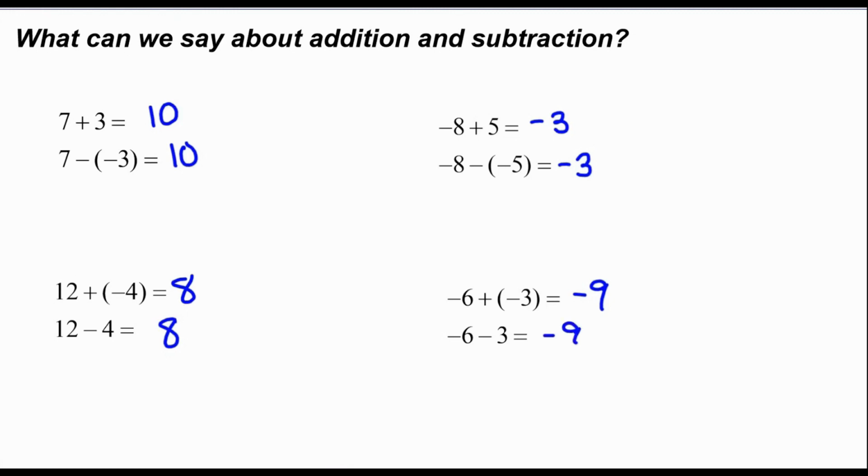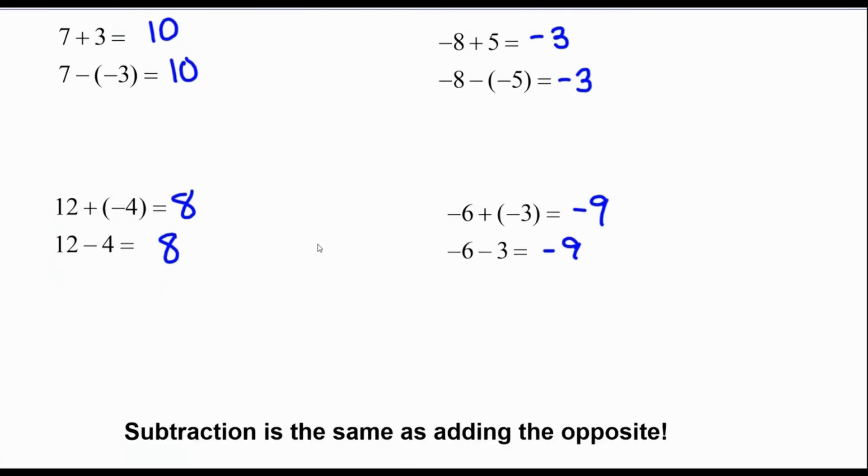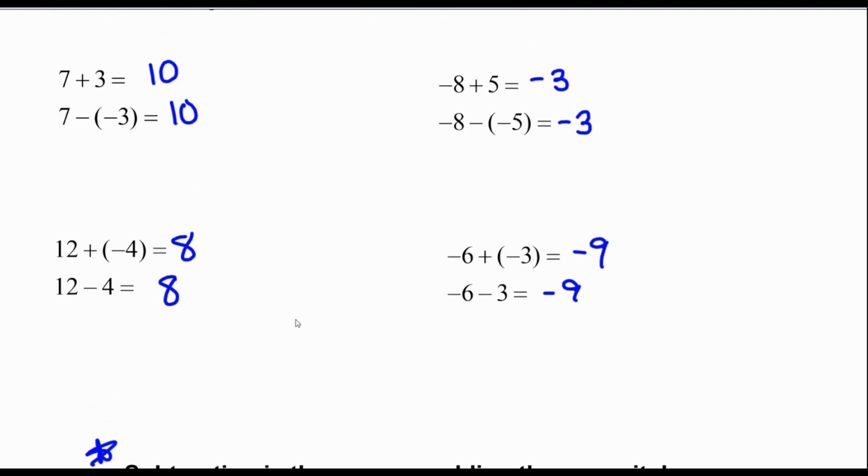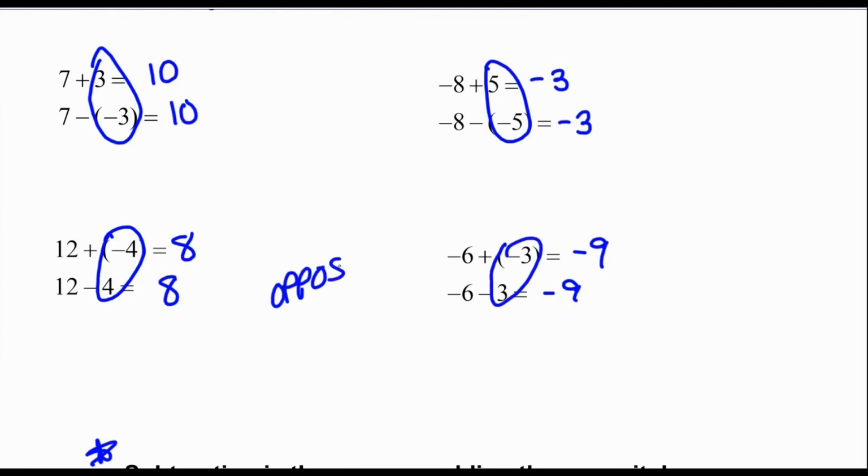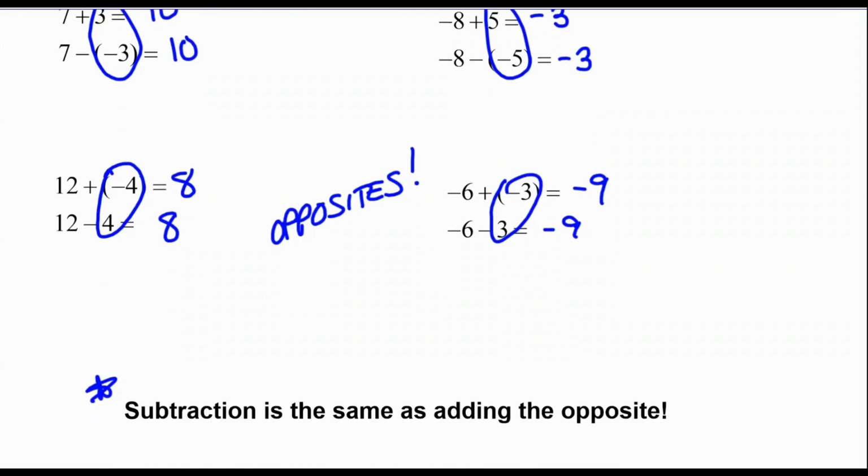So what's the connection here between these? How are addition and subtraction related? Subtraction is the same as adding the opposite. When we subtract something, adding its opposite would be the same thing. So if you look at these numbers right here, 3 and negative 3, 4 and negative 4, 5 and negative 5, these are opposites, or what we call additive inverses. So when you add the opposite, that's the same as subtraction. And that is the connection we want to make.